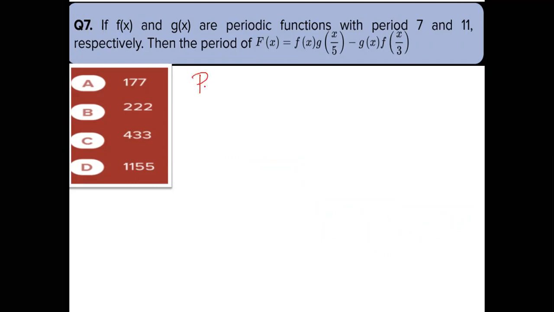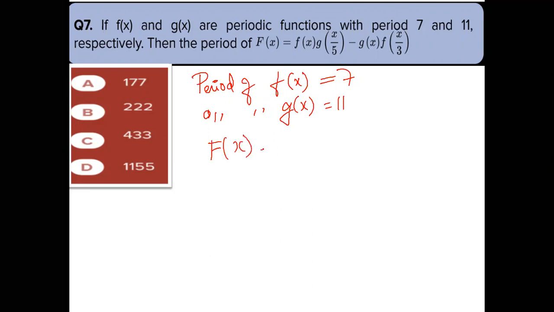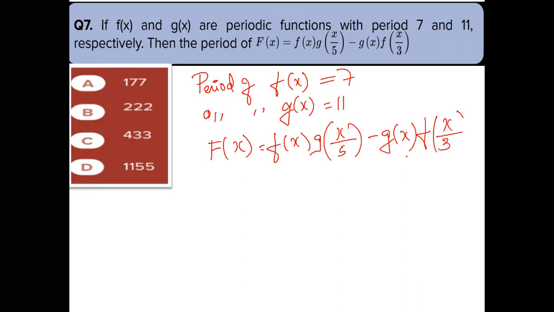So here what they have told is that the period of f of x is 7, and the period of g of x is 11. Now you have to find the period of the function given by f of x into g of x by 5 minus g of x into f of x by 3. To find its period, if you have a sum or difference of two functions, what should we do?